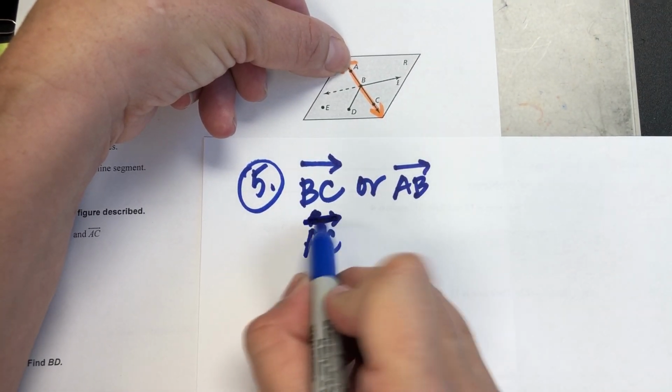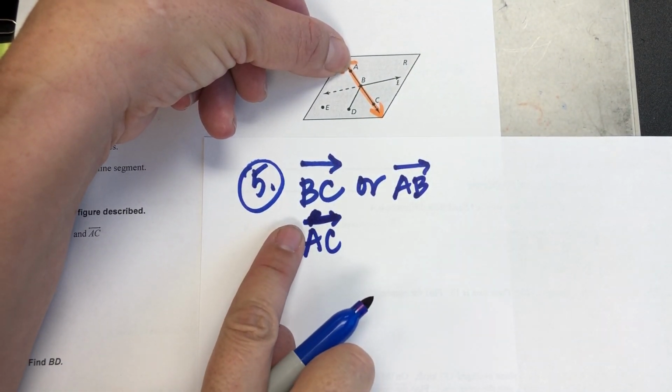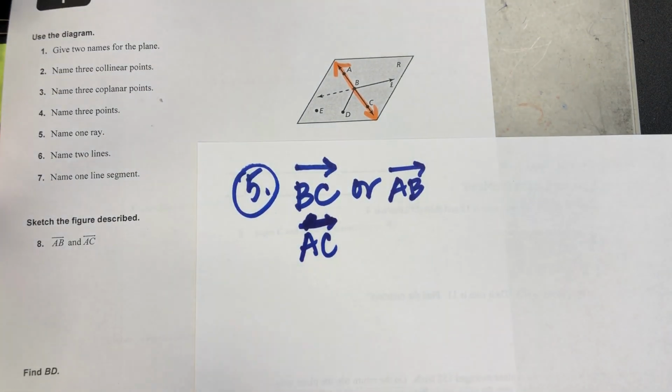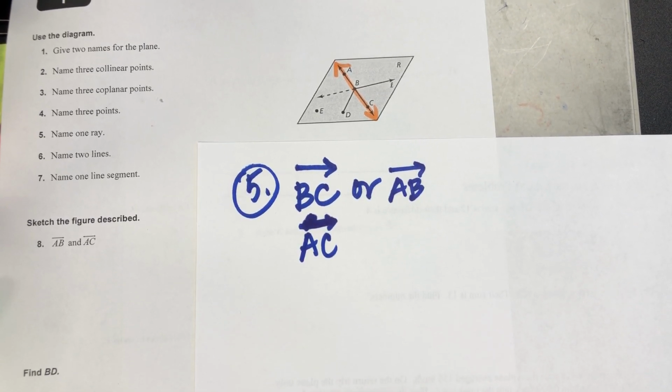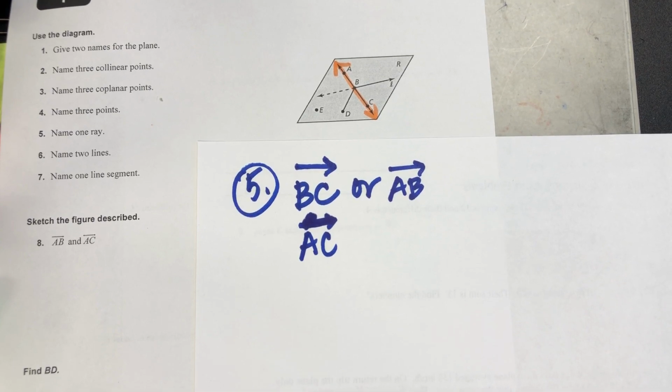Nope. If I write it like this, I'm saying consider A to be the endpoint. If I write it like this, consider A to be the endpoint. When would it be both sides? When it's a line. Hold on a second, let me finish this up. The BD would be a line. Right? All right.